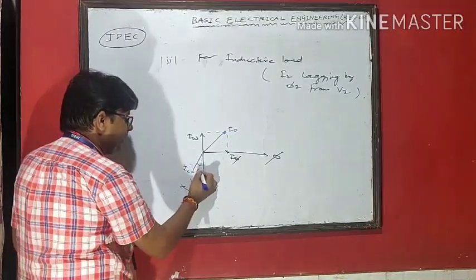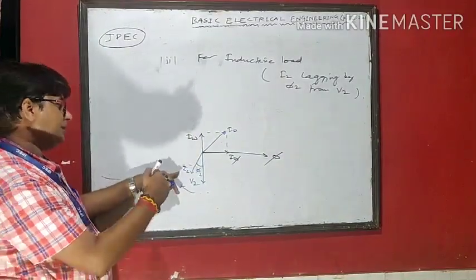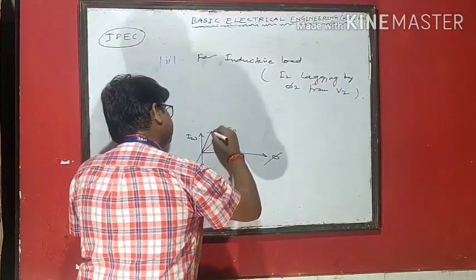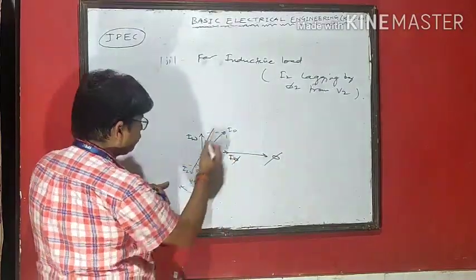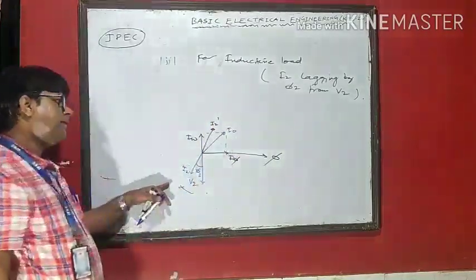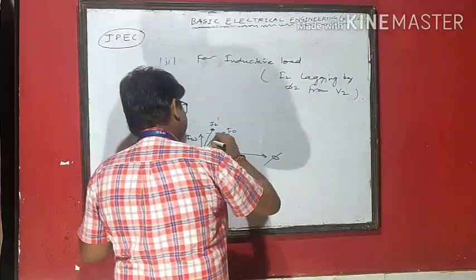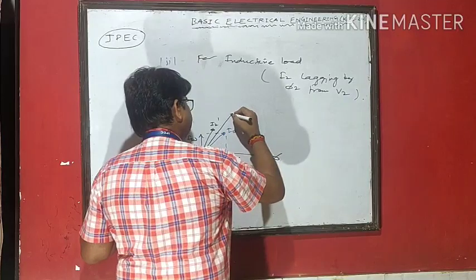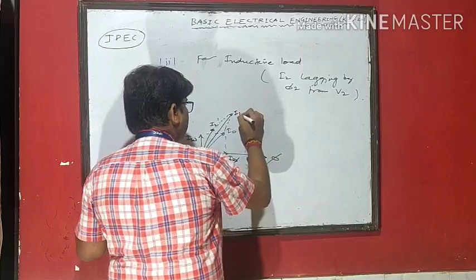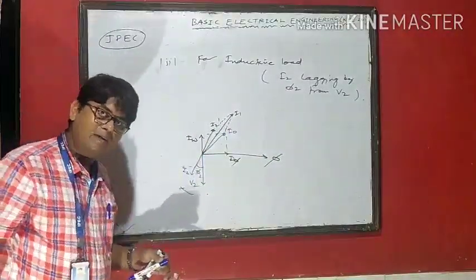That means angle I2. Here I2 dash is opposite, same magnitude but opposite direction. This is I2 dash. The resultant of I2 dash and I naught is I1, the primary current I1.